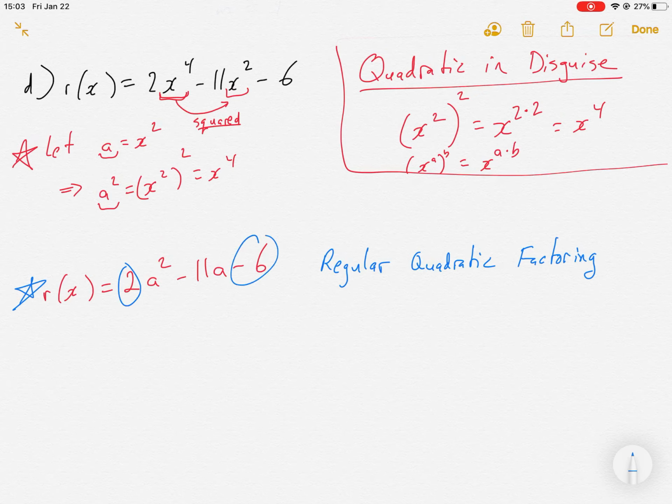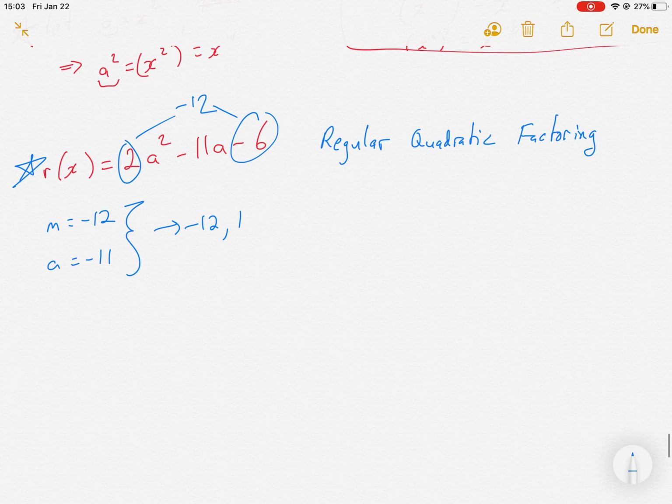So I'm going to multiply 2 times negative 6 and I get negative 12. So I need two numbers that multiply to negative 12 and add up to negative 11. Those two numbers would be minus 12 and 1. Now we talked about a couple different methods for doing this. I'm going to do the factoring by grouping method.